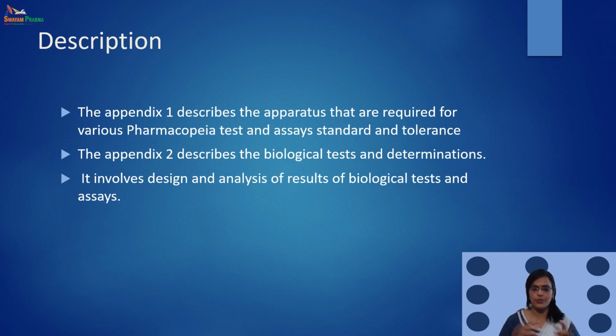So next is about the appendix. A list of appendices is there in the Indian Pharmacopoeia. So what all does it contain? Appendix 1 describes the apparatus that are required for various pharmacopoeial tests and assays, in particular standards and tolerance. Appendix 2 describes the biological tests and determinations, which involve the design and analysis of results of biological tests and assays.